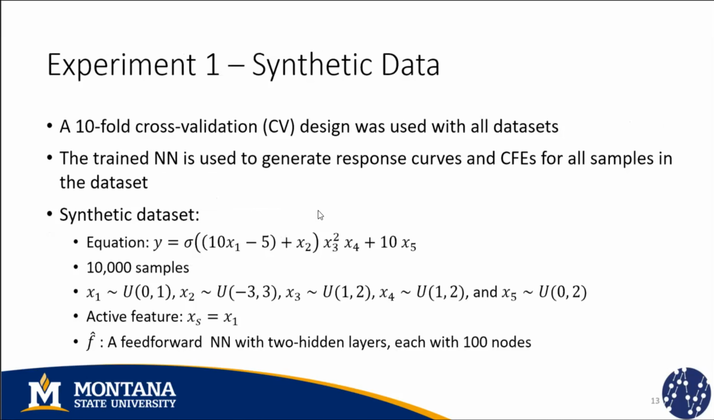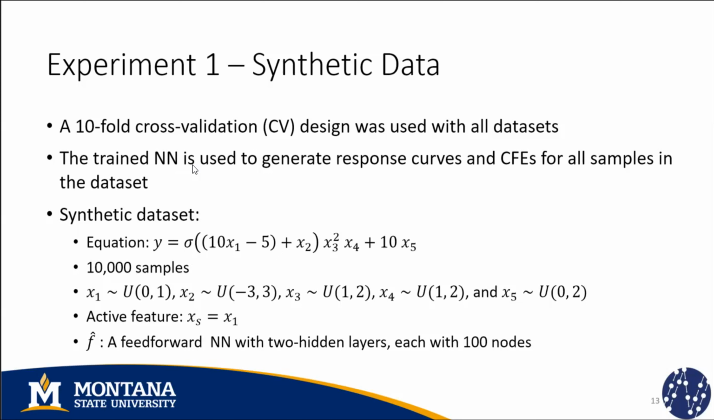Now let's talk about experiments. For all experiments, we used a 10-fold cross-validation design. Something that is different is that for each iteration of the cross-validation process, the trained neural network was used to generate the response curves and counterfactual explanations for all samples in the dataset, including those from the training set. Now, this doesn't lead to biased results because when we generate a response curve, we synthesize samples that were not previously observed.